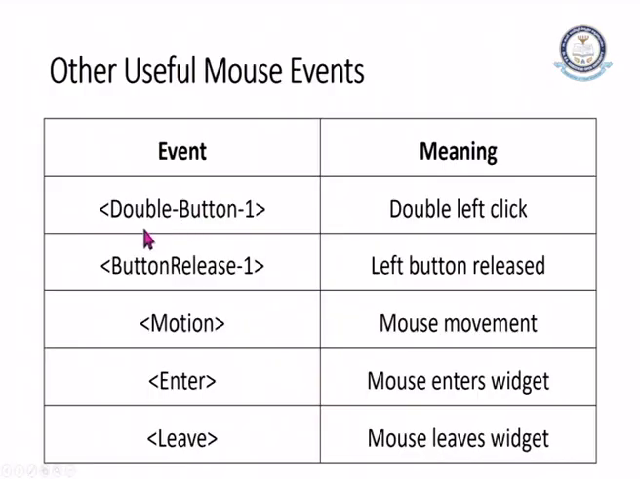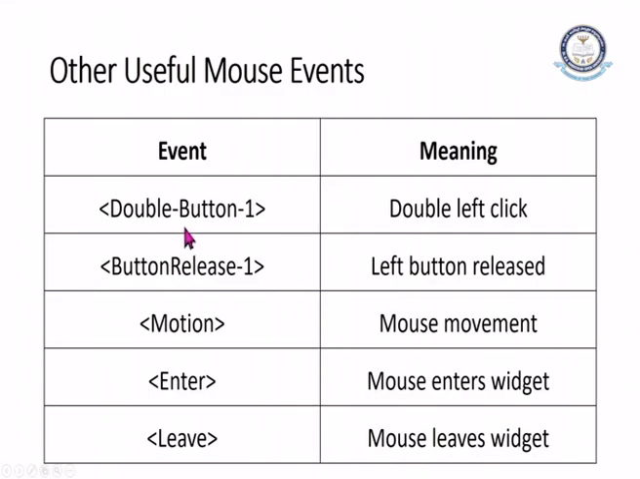Then let me tell you some more useful mouse events, like Double-Button-1. This is the coding terminology; the general meaning is double left click. If you want to open a folder, generally we double click with the left click. If you want to run any task when the user double left clicks, then you can write the code like Double-Button-1. So the meaning is double left click.